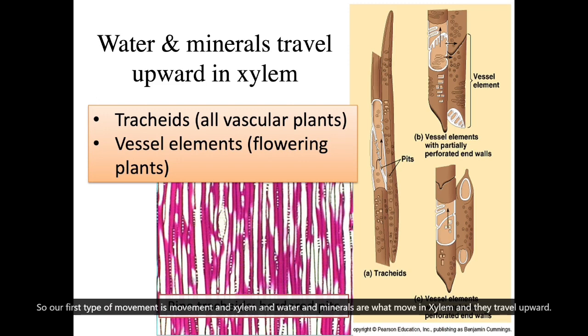So our first type of movement is movement in xylem, and water and minerals are what move in xylem, and they travel upward. They travel in tracheids in all vascular plants, and they travel in vessel elements in all of the flowering plants. So flowering plants have tracheids and vessel elements, and other vascular plants have tracheids only in their xylem. And you can see here tracheids and vessel elements, a slide you've seen before, and the vessel elements are wider and they're stacked on top of one another, whereas tracheids are narrower and they have tapered ends. These tapered ends then align with one another, and fluids flow through these tapered parts that are in contact.